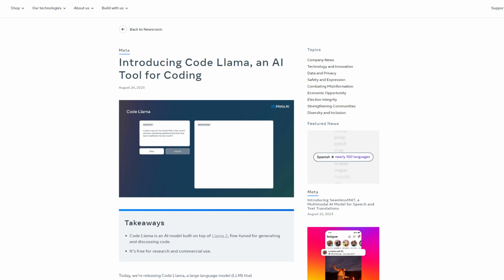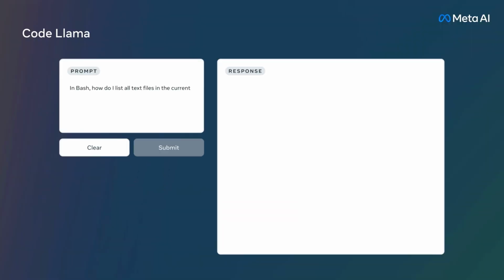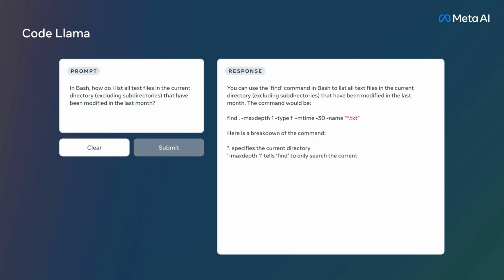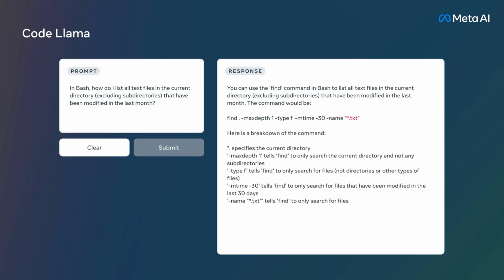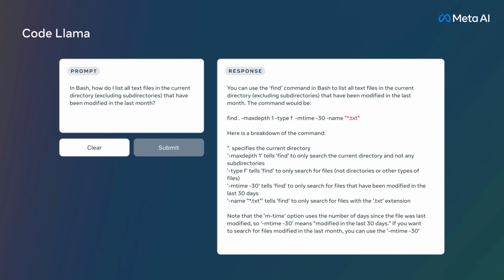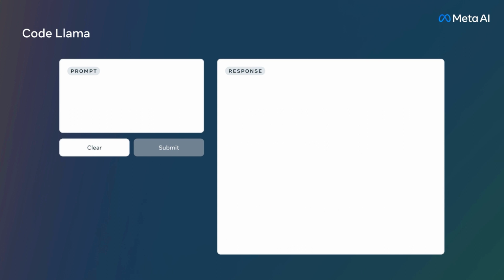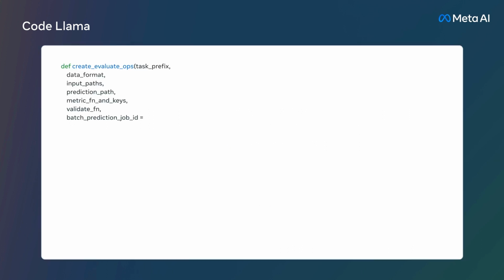Hey guys, I'm excited to explore with you today Meta's newest large language model for coding, Code Llama. It supports some of the most popular languages today, like Python, JavaScript, C# and Bash. It can take both natural language and code, and either write new code or debug your code.